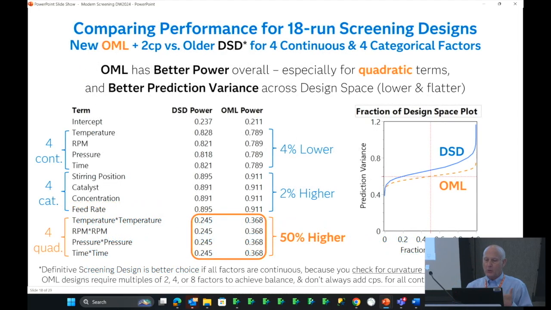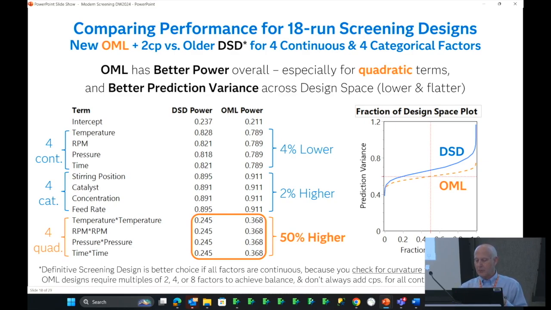Okay. I also want to introduce pretty quickly here a new design that's in JMP 18, called orthogonal mixed level designs. If I make some comparison here to the older 2011 DSD designs, along that path over the last 13 or 14 years, they added the ability to handle categorical factors at 2 levels to the DSD. But when you look at these new orthogonal mixed level designs, you're going to find they have better power overall, but especially for the quadratic terms.